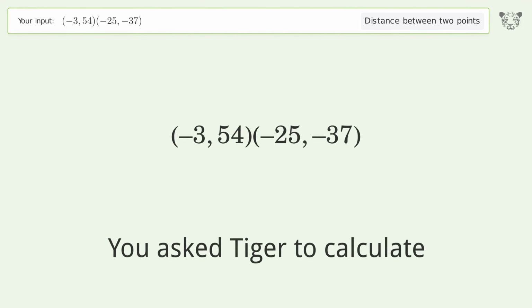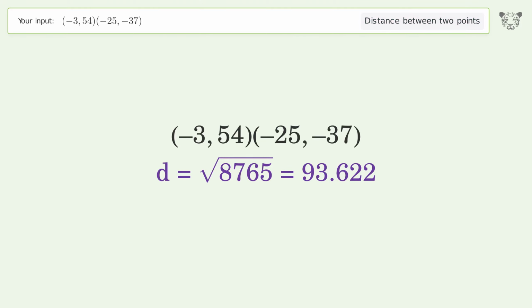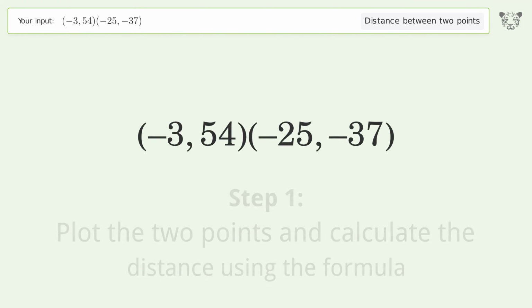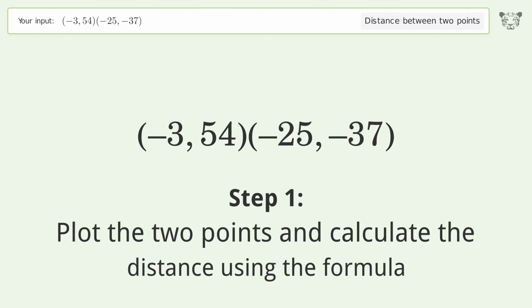You ask Tiger to calculate. This deals with the distance between 2 points. The distance between the 2 points is the square root of 8,765 or 93.622. Let's solve it step by step. Plot the 2 points and calculate the distance using the formula.